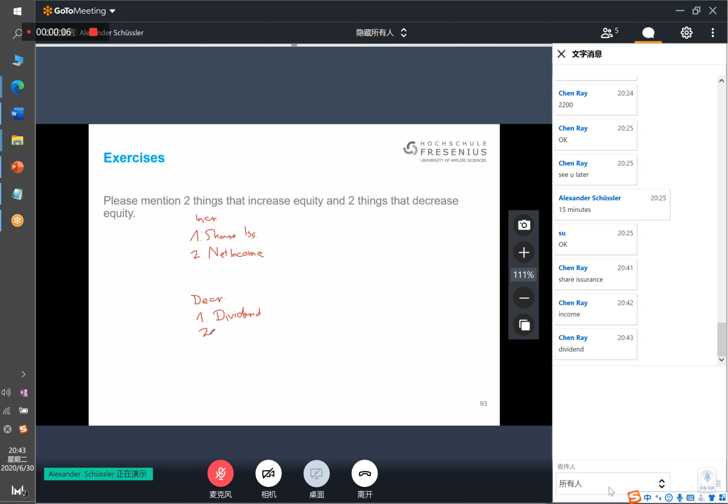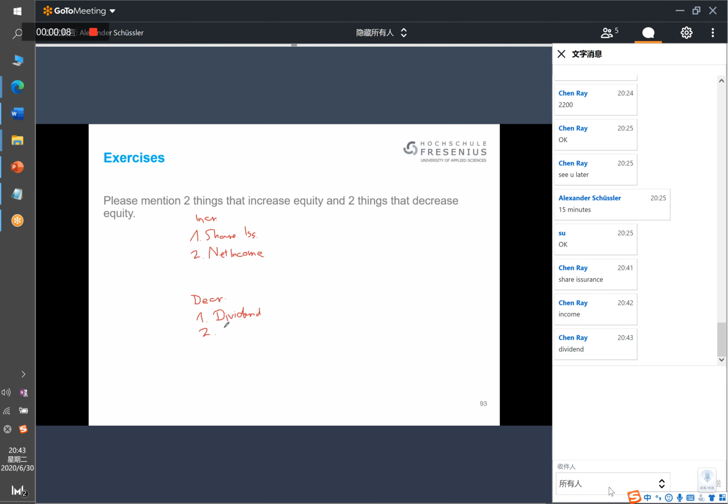You could also mention, for example, buybacks. Buyback is similar to a dividend. A dividend is paid out to share owners as cash. A buyback is more like the firm buys back the shares from share owners, but it also decreases equity.